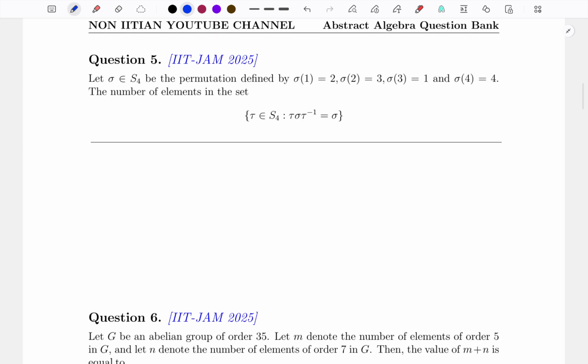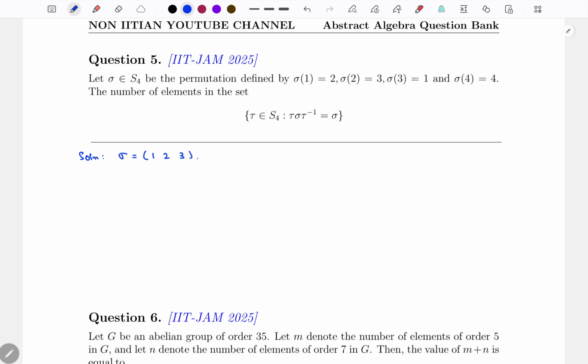So let sigma be a permutation in S4 defined by sigma: 1 goes to 2, 2 goes to 3, 3 goes to 1, and 4 goes to 4. Find the number of elements in the set which fixes sigma. That's quite an interesting problem. Solution: firstly, observe what sigma basically is. Sigma represents this cycle: 1 goes to 2, 2 goes to 3, 3 goes back to 1.